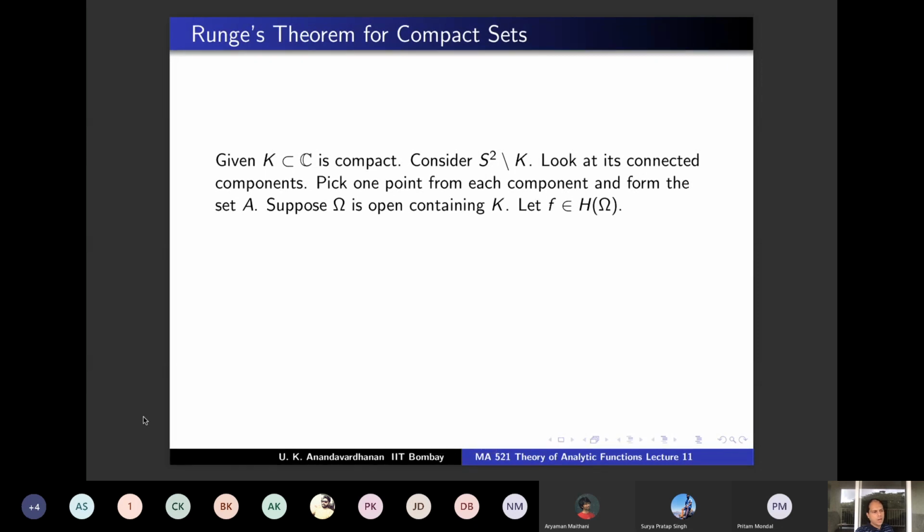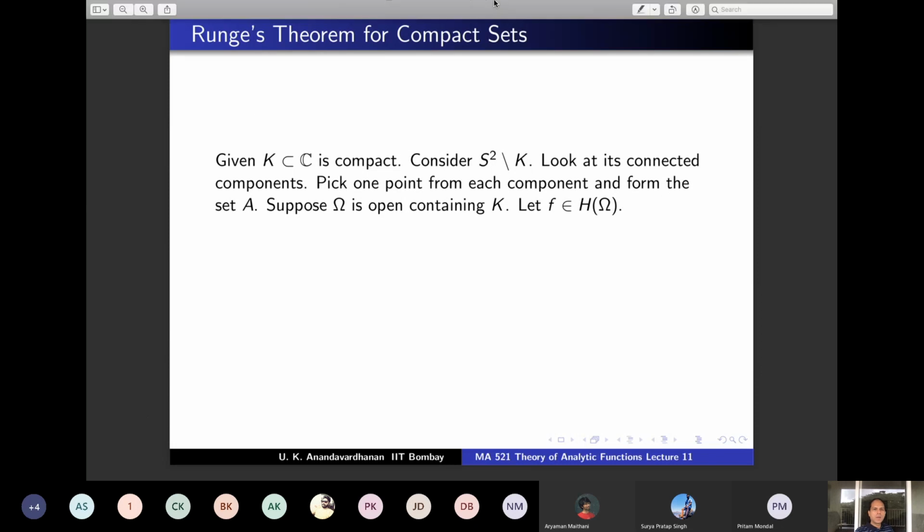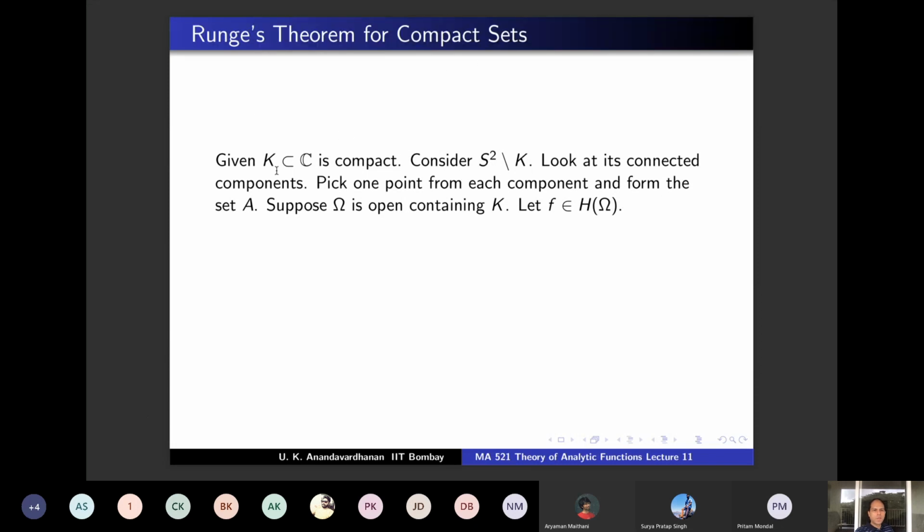It's a complex analysis result after all, so you have holomorphic functions on some open set, but it is a result for a compact set. So what is given is a compact set, and with all these properties you have made some choices, and you have an open set containing this. So none of this is connected. K need not be connected, omega need not be connected. So consider a holomorphic function on omega. You're going to claim that f can be approximated by rational functions with some prescribed properties.